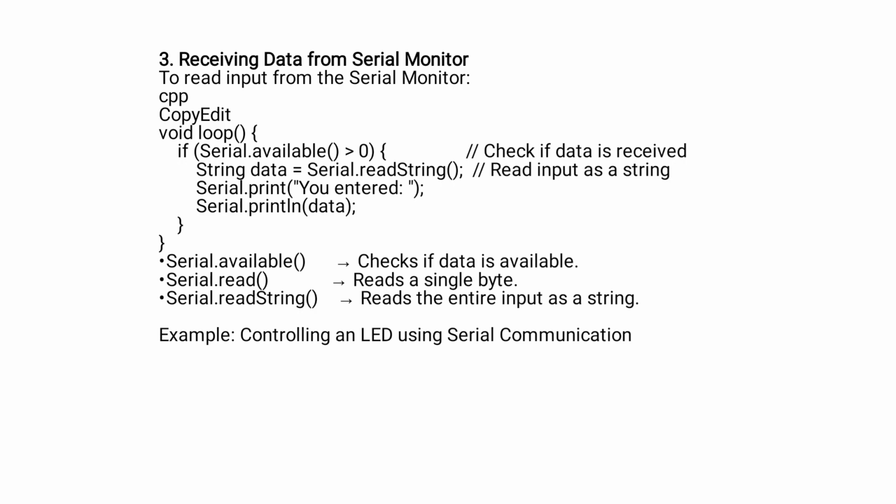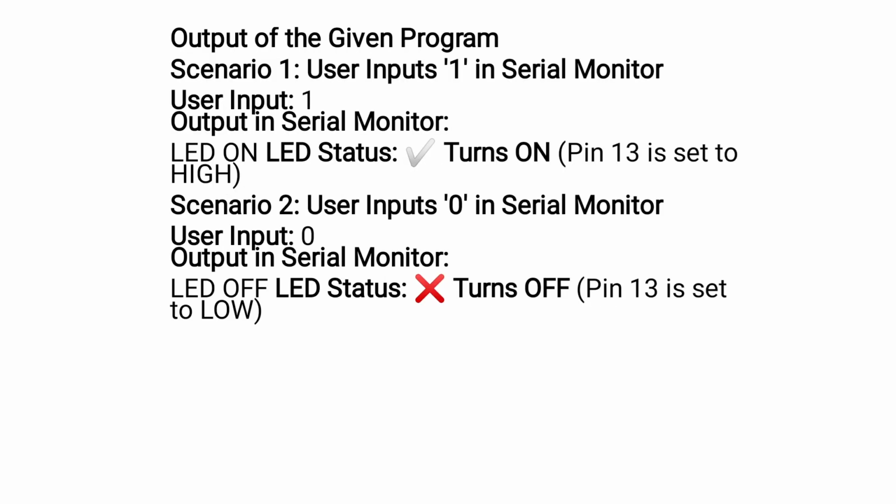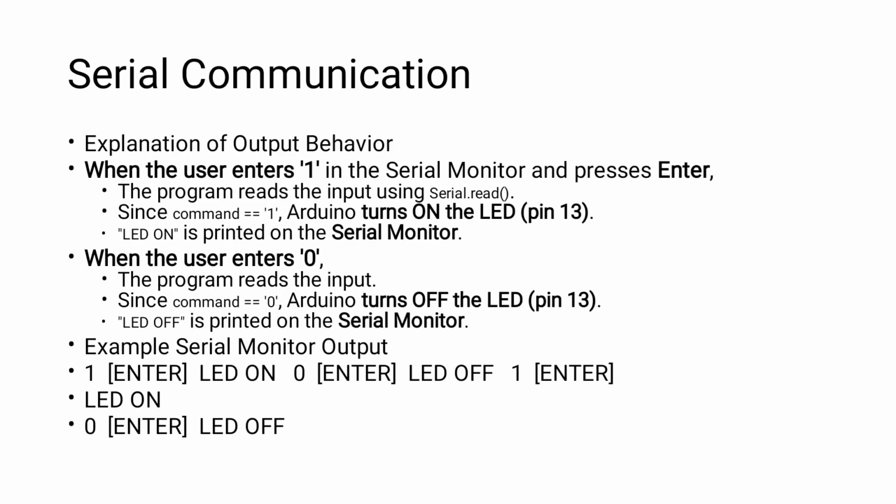For example, controlling an LED using serial communication. So output of the given program: use input 1 in serial monitor, output in serial monitor is LED on, LED status on. Input 0 in serial monitor, user input 0, output in serial monitor is LED off, LED status off.